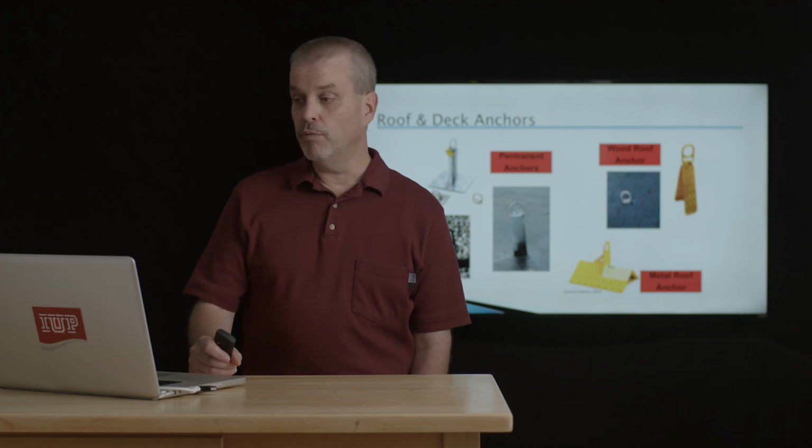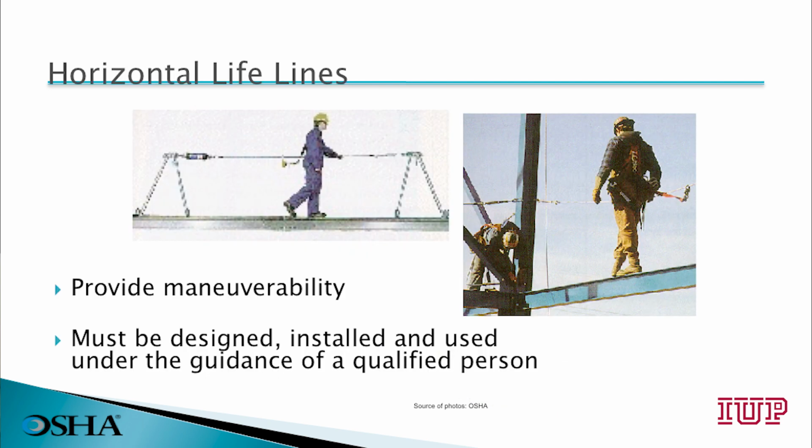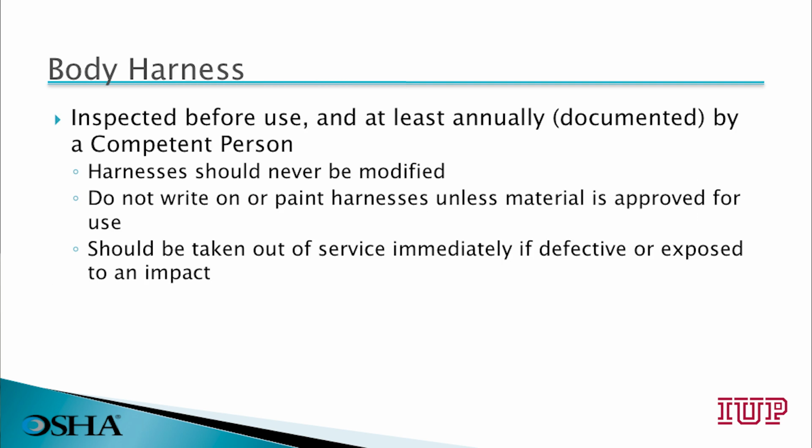In the construction industry, roof and deck anchors can include permanent anchors, residential wood roof anchor points, or metal roof anchor points. Horizontal lifelines provide maneuverability, but must be designed and installed and used under the guidance of a qualified person. On a body harness, we need to ensure as workers that we inspect our body harnesses before we use them and ensure that a competent person inspects them at least annually. We can never modify any body harness that we use. We can't write on them or paint on them, and they need to be taken out of service immediately if we find it to be defective or it was actually exposed to a fall.